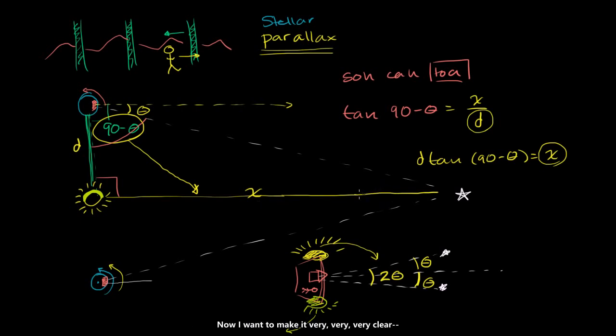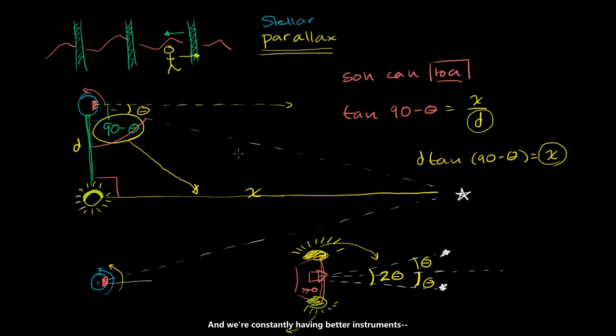Now I want to make it very, very clear. These are huge distances. I did not draw this to scale. The distance to the nearest star is actually 250,000 times the distance to our sun. So this angle is going to be super, super small. So you need to have very good instruments even to observe the stellar parallax to the nearest stars.